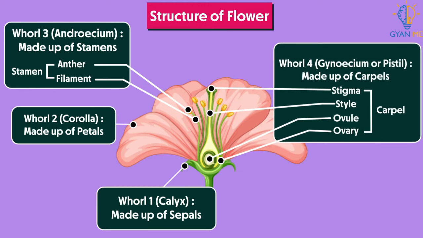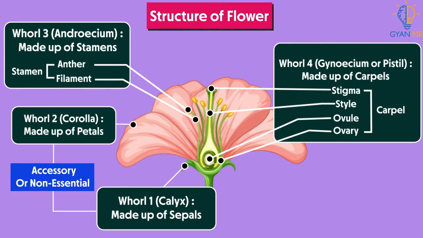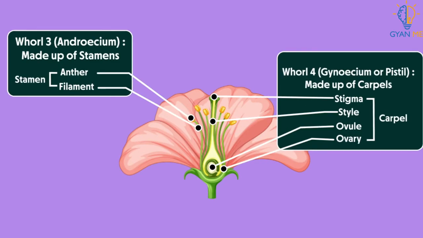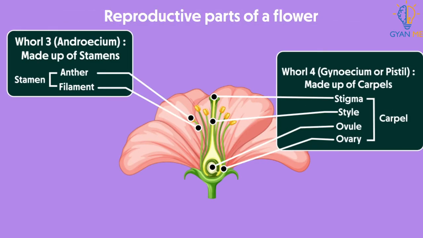Out of these four whorls, two, calyx and corolla, are accessory whorls or non-essential whorls, since they only help in reproduction. They are not involved directly in the process of reproduction. And the inner two whorls, androecium and gynoecium, are essential whorls, as they take part in reproduction directly, since they bear reproductive parts of plants. As we told you, stamens and carpels are reproductive parts of a flower that contain gametes, correctly called germ cells.